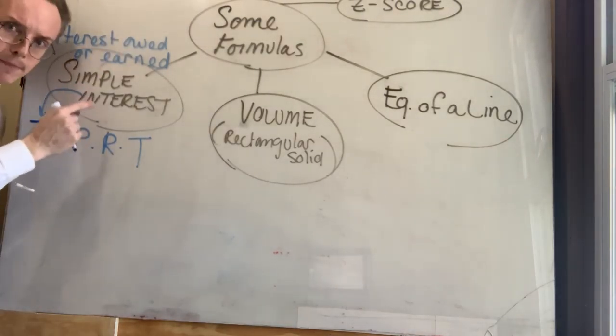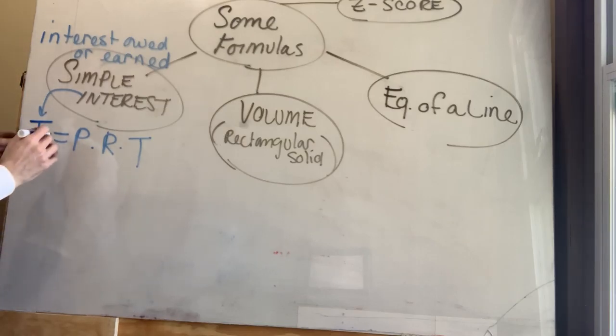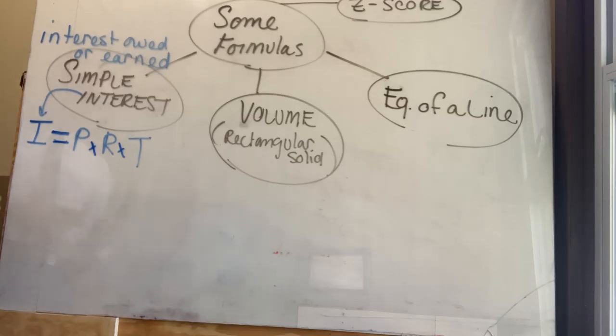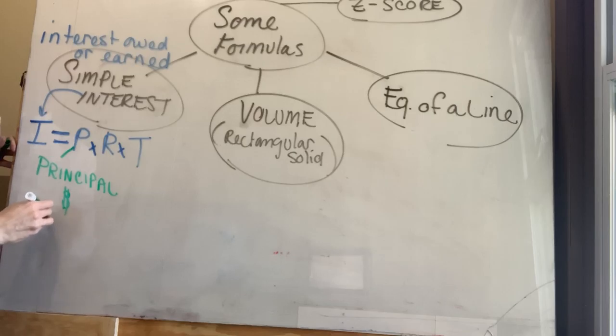Usually it's compounded interest, which is a more complicated formula, but you don't have to worry about that. Simple interest is just three things multiplied. P stands for principal, which is a fancy way of saying the original amount of money. Original bucks involved here.